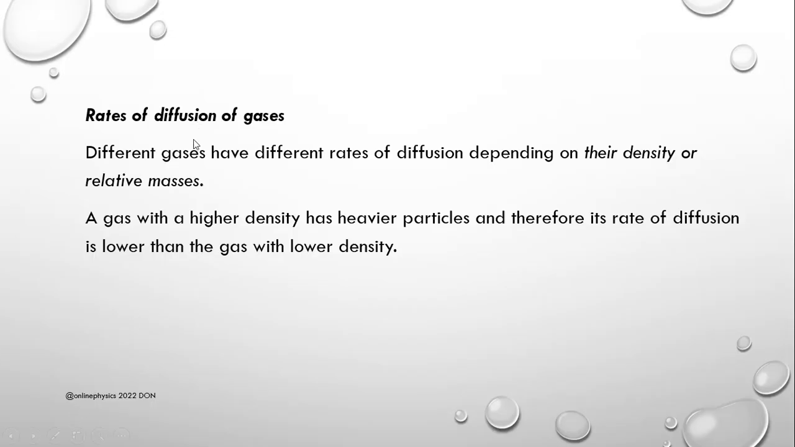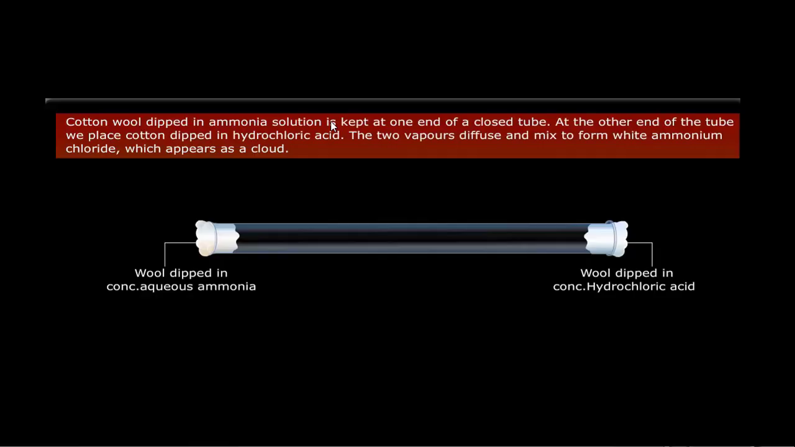Then what are the rates of diffusion of gases? As we know, different gases have different rates of diffusion depending on their density or relative mass. A gas with a high density has heavier particles and therefore its rate of diffusion is lower than the gas with the lower density. So that one should be noted. High density implies that the gas has heavier particles.